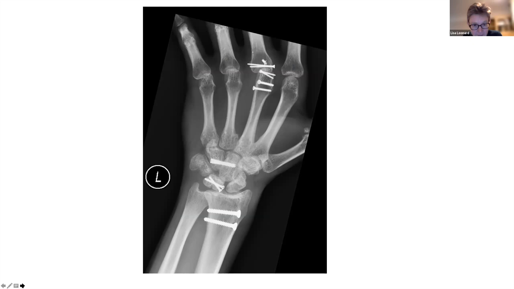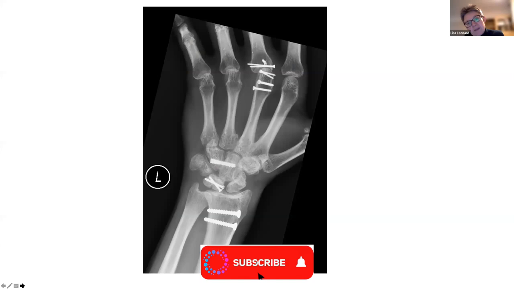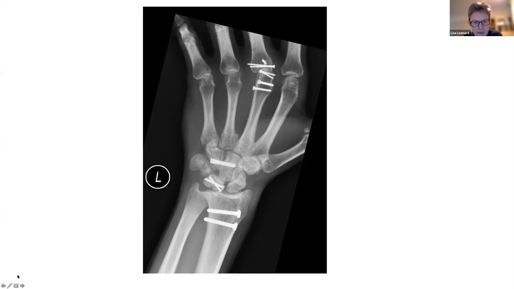You're absolutely right, Lindsay, it was a bugger to fix that lunate, but they'd come from Ukraine with K-wires everywhere. The whole thing had just been K-wired, and so we just took all the K-wires out. It was quite difficult to get the fracture fragments to align on the lunate, but then we got two cross screws and that held it quite well.